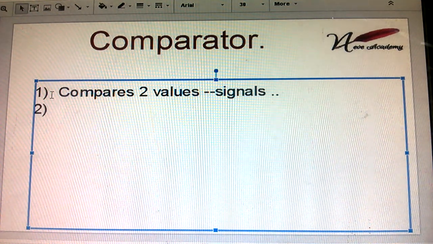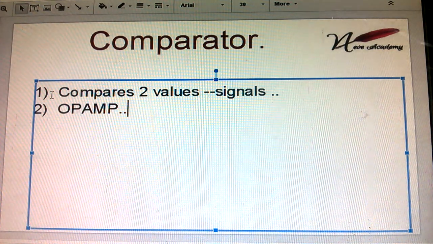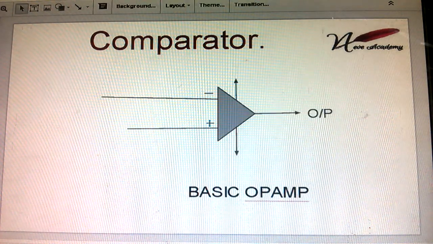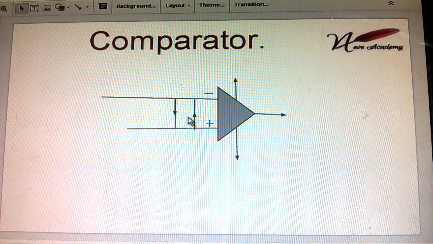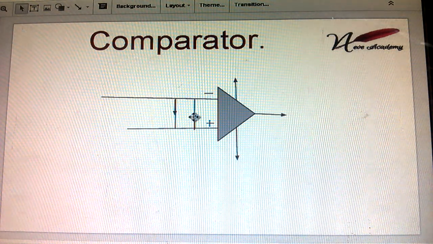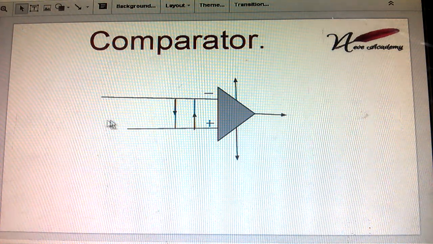For the comparator, we are using the basic op-amp circuit for its construction. The basic op-amp diagram is like this: one terminal is the inverting terminal, another is the non-inverting terminal, and there is one output terminal, one for VCC and one for VEE. This is the basic op-amp circuit. Here we provide two clamping diodes, which protect the op-amp from damage due to excessive input voltage.